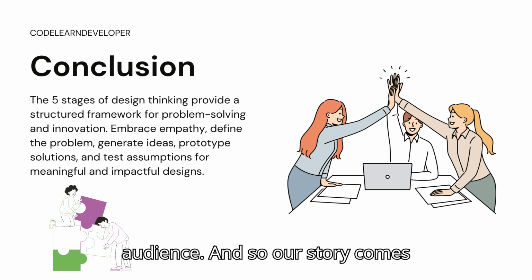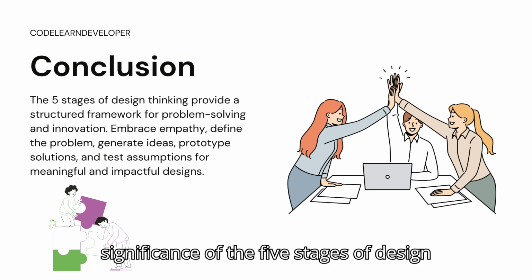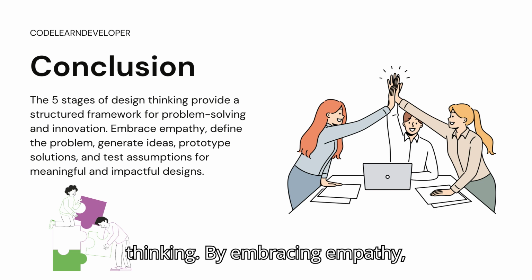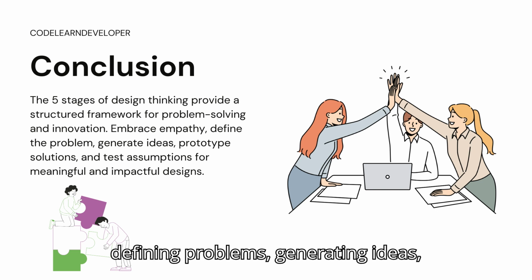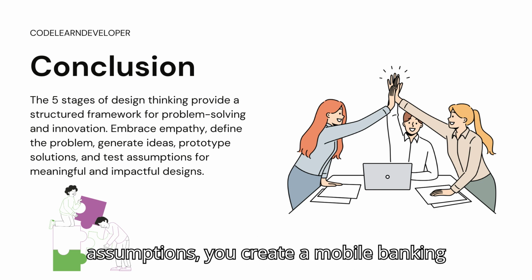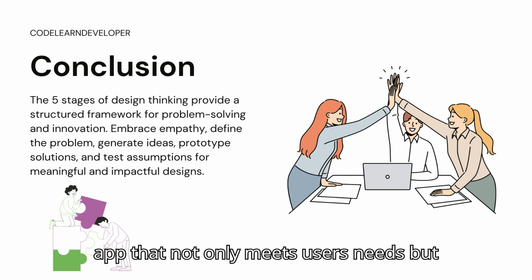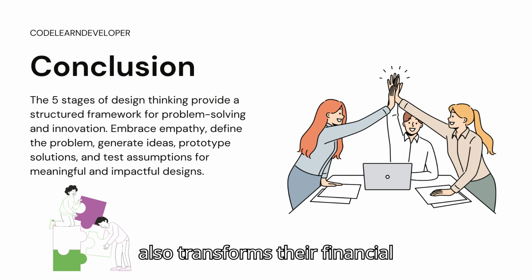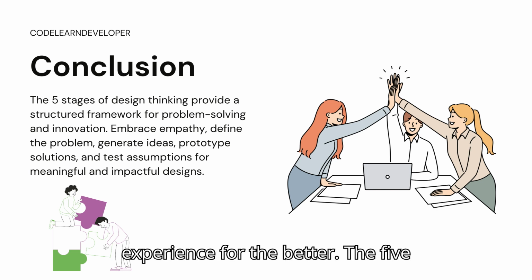And so, our story comes full circle as you reflect on the significance of the 5 stages of design thinking. By embracing empathy, defining problems, generating ideas, prototyping solutions, and testing assumptions, you create a mobile banking app that not only meets users' needs but also transforms their financial experience for the better.